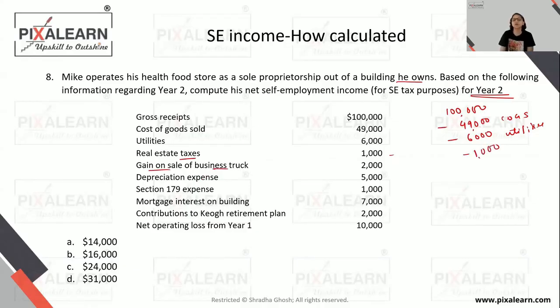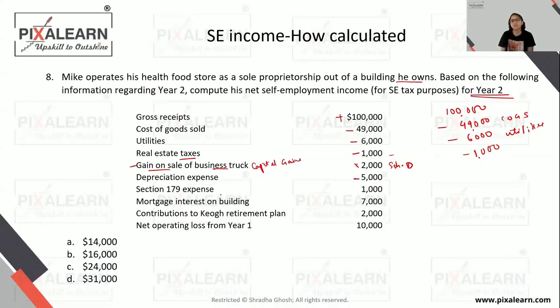Gain on sale of business truck. Will you reduce this? Will you not reduce this for determining your self-employment income? Gain on sale of business truck. Now, this is Schedule D. So this is add, this is minus, minus, minus. This will not be included because this will go to capital gain, Schedule D.